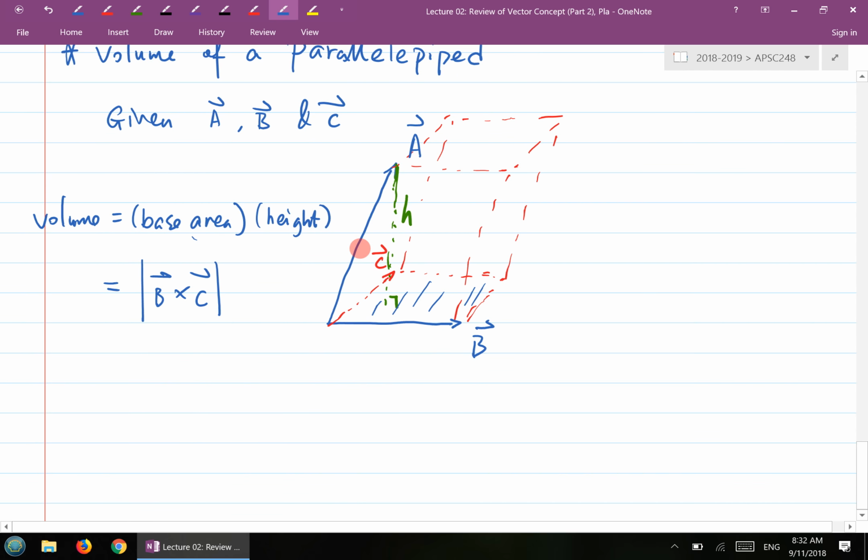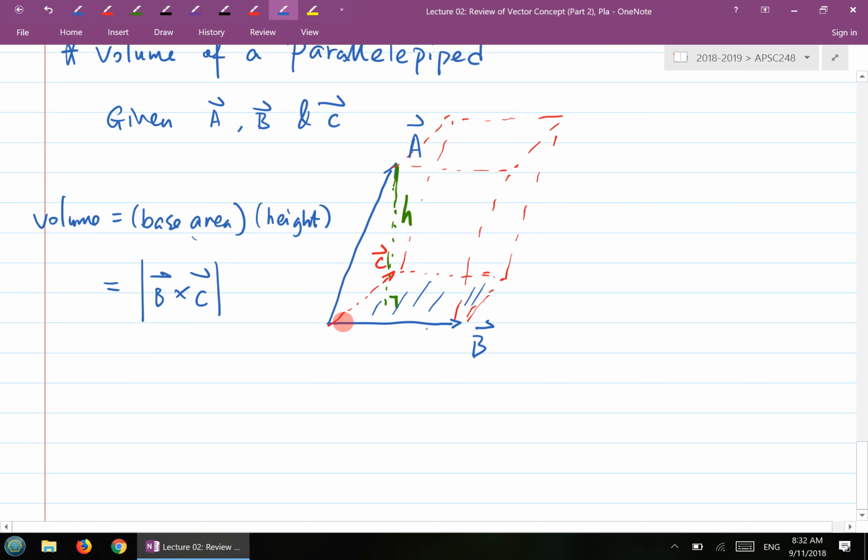Here is the vector, and here is the length. So where is the length from? The length is from the projection of A to what direction? To the direction perpendicular to the plane. So now the question is, what is the direction perpendicular to the plane formed by B and C?